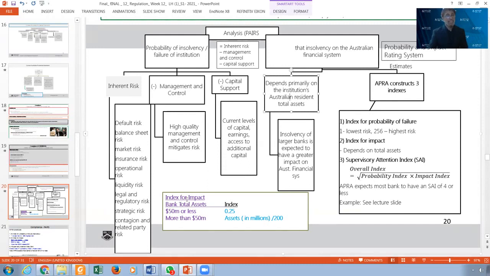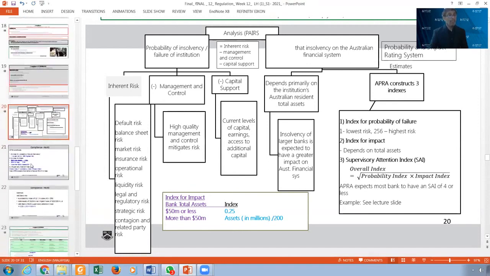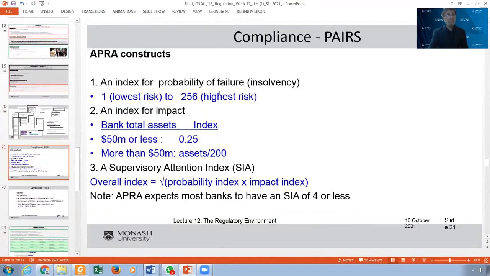Now, for the index of impact, based on bank total assets, as I told you, the probability index is 1 to 256. For the size, which is the index for impact, if you are less than 50 million, you have to use 0.25. Other than that, you bring the assets in millions and divide it by 200. Let me give you this example. For example, you have an index of probability of 256.